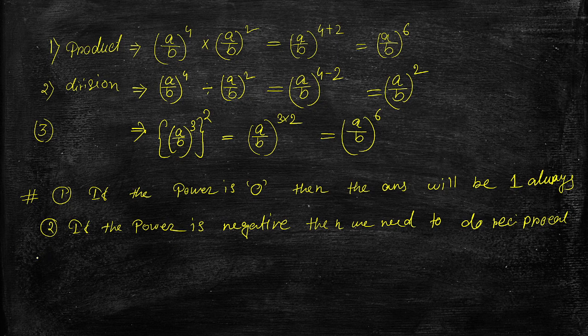What was point number 3? The denominator of any fraction can't be 0 or negative, right? Now let's go directly to the questions.